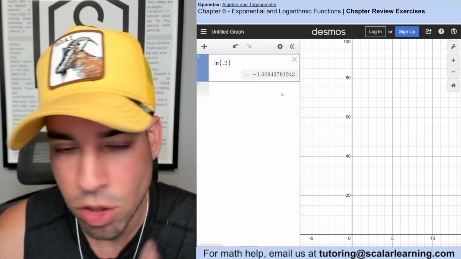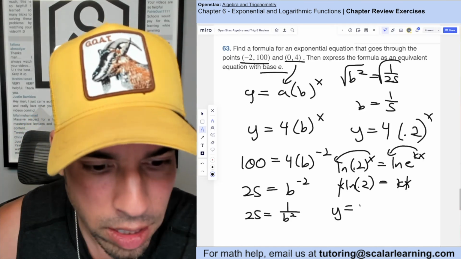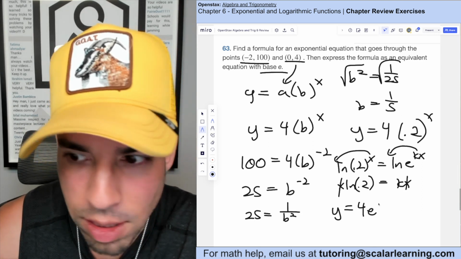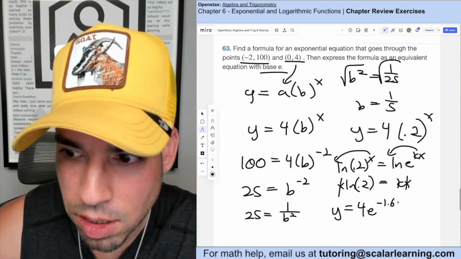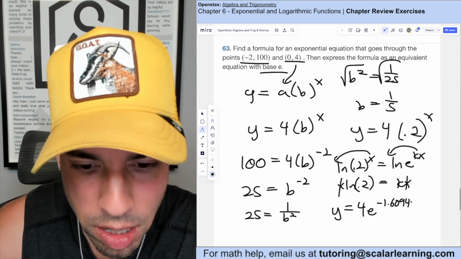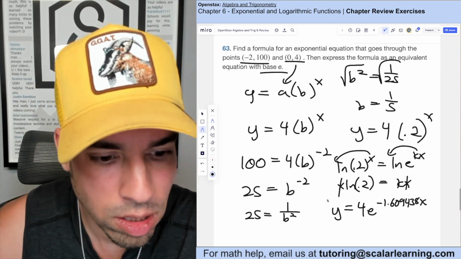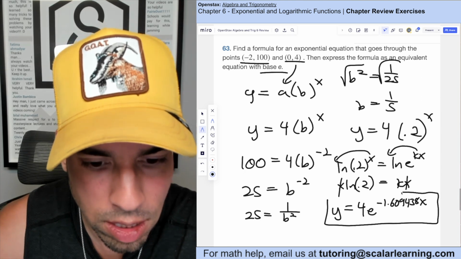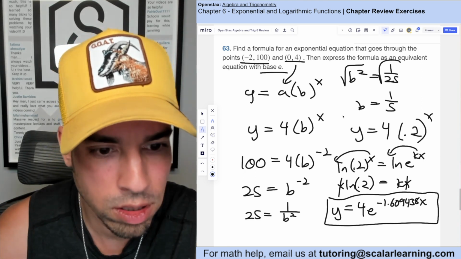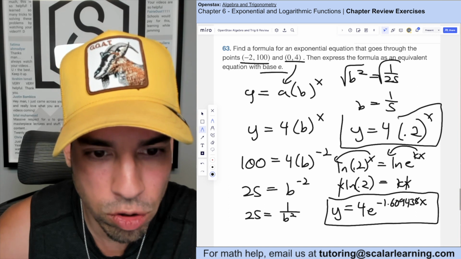-1.60943, etc. So if we rewrite this as y equals 4e to the -1.60943, and then we're going to round to 8 times x. So there it is with e as the base, and then here it is the original way that we solved it. Those are your 2 answers.